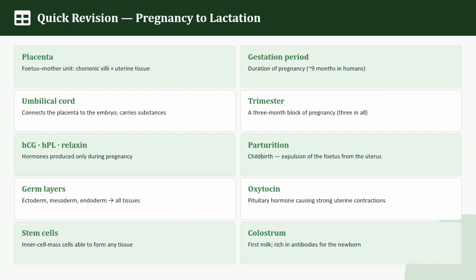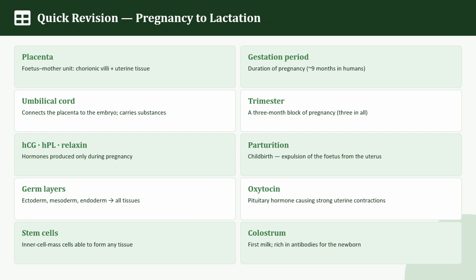So let's have a quick revision. Placenta: a temporary organ connecting the mother and the fetus; it exchanges nutrients, gases and waste, and also produces pregnancy hormones. Next is the umbilical cord, which connects the fetus to the placenta and carries oxygen and nutrients to the fetus. HCG maintains the pregnancy during the early stages, and HPL prepares mammary glands for milk production. Next is relaxin, which relaxes pelvic ligaments before childbirth.